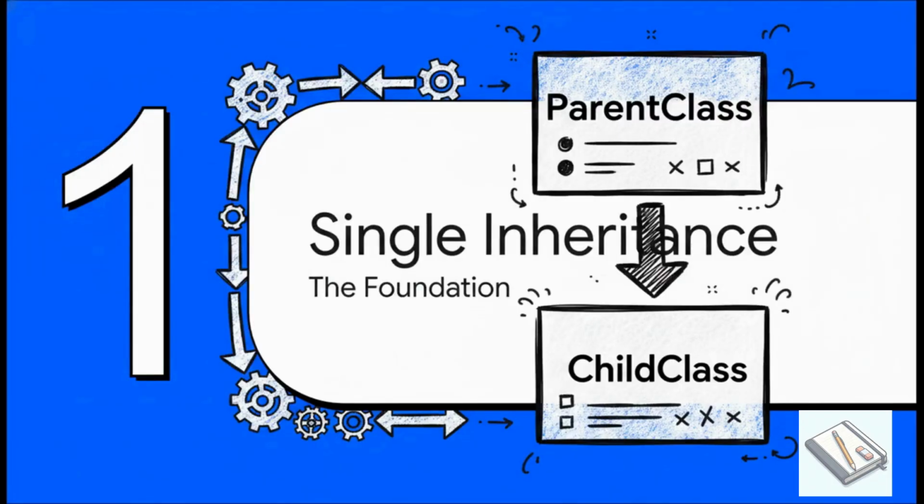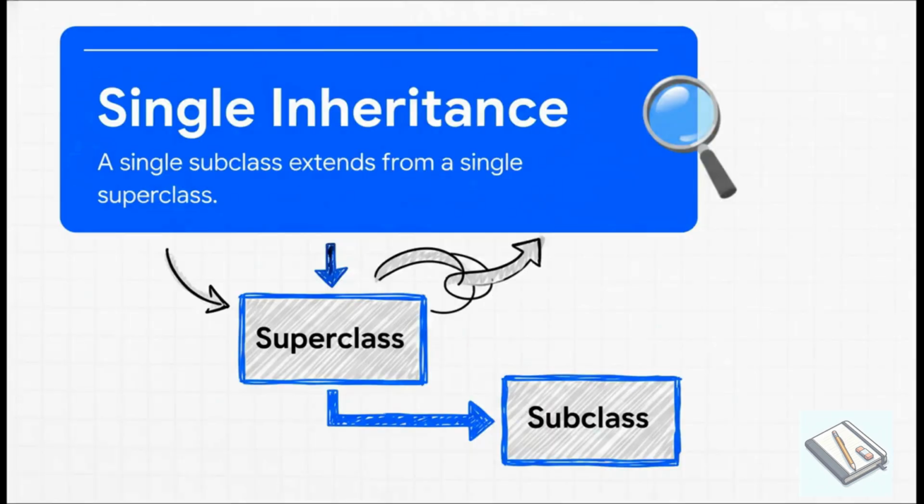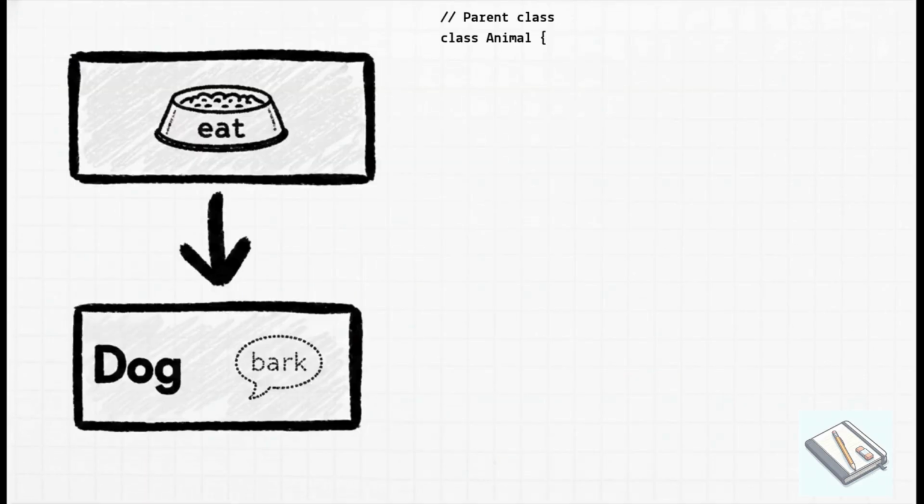Okay, let's start with the absolute basics, the foundation of it all. We're talking about one-to-one, or single inheritance. It's exactly what it sounds like. It's just a straightforward parent-child relationship where one class, the subclass, gets its features from exactly one other class, the superclass. Let's make this real with some code.